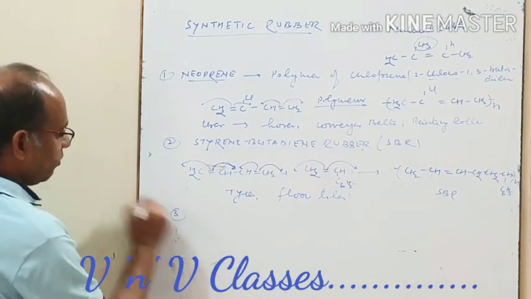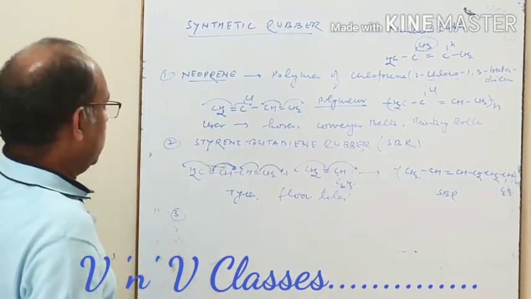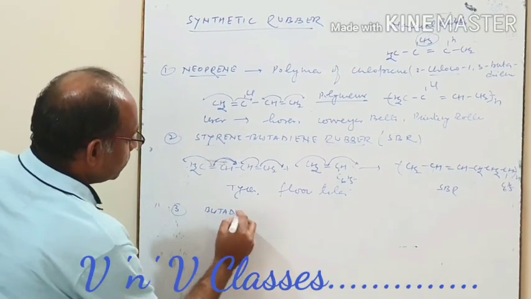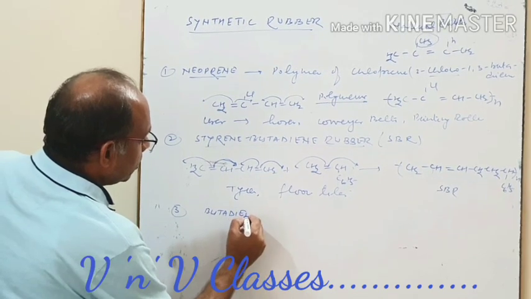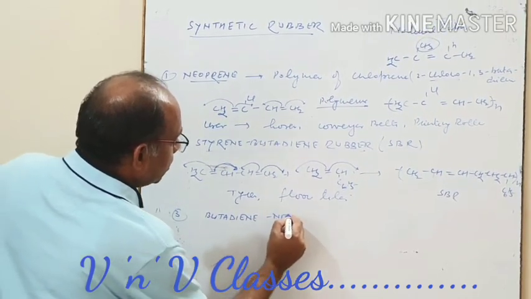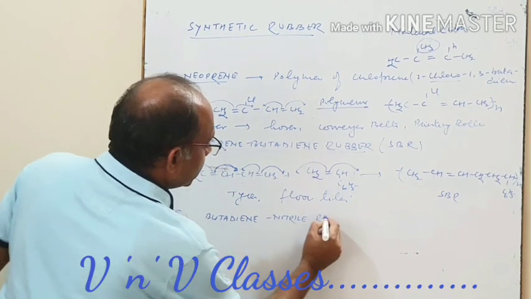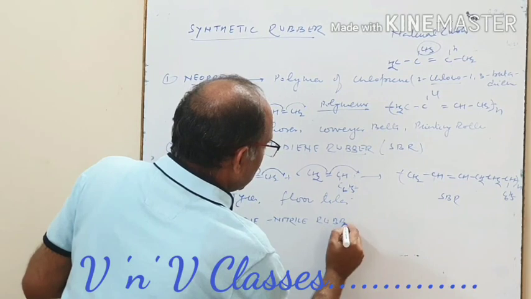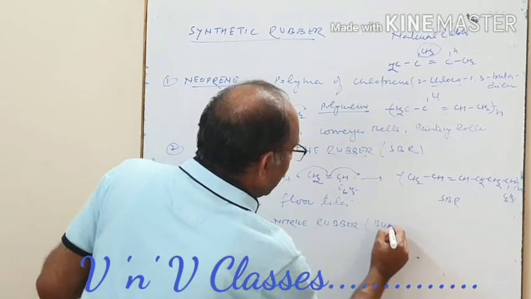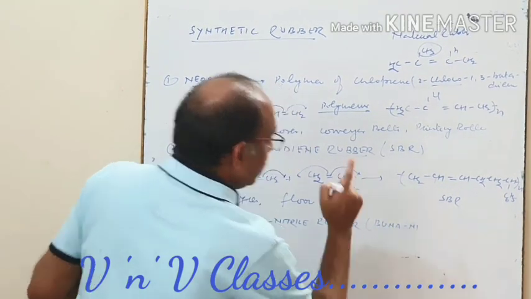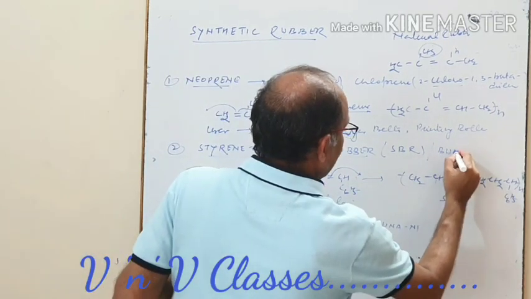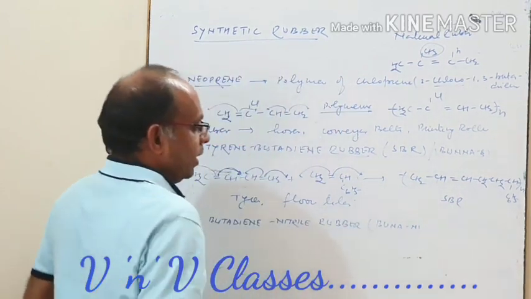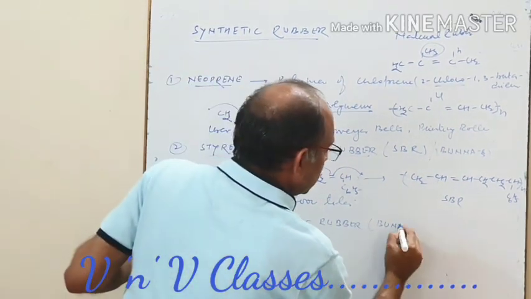Then the last we have is butadiene nitrile rubber. In short, it is also considered Buna-N rubber. Yes, I want to make one more thing clear. SBR is also called Buna-S rubber. So this is called Buna-N rubber.